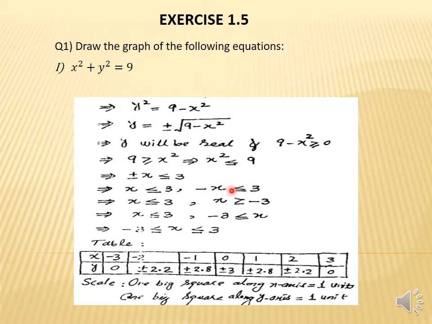So students, we can multiply the whole inequality by minus, then minus x becomes positive, and if you multiply by minus, the inequality must be changed. So it was in the less than form, and it converted into the greater than form, and 3 becomes minus 3. So minus 3 is less than or equal to x. Now we can write it in the form of an interval. The value of x lies between minus 3 and 3.